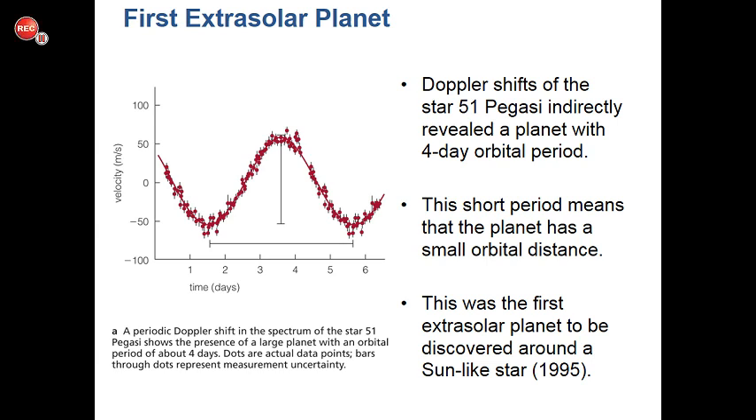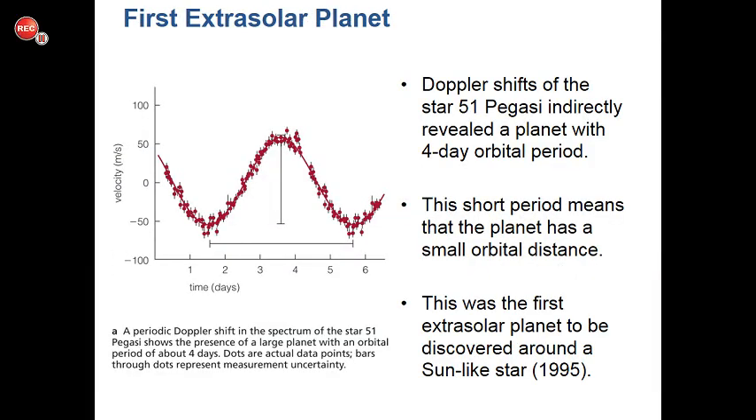So the very first extrasolar planet was found through this Doppler technique. We saw a star that had a 4-day period in its red and blue shift. And we realized that had to be something orbiting with a period of about 4 days. That means it has to be really close to the star. We found a planet. It's orbiting something like the sun, but it is really, really, really close.